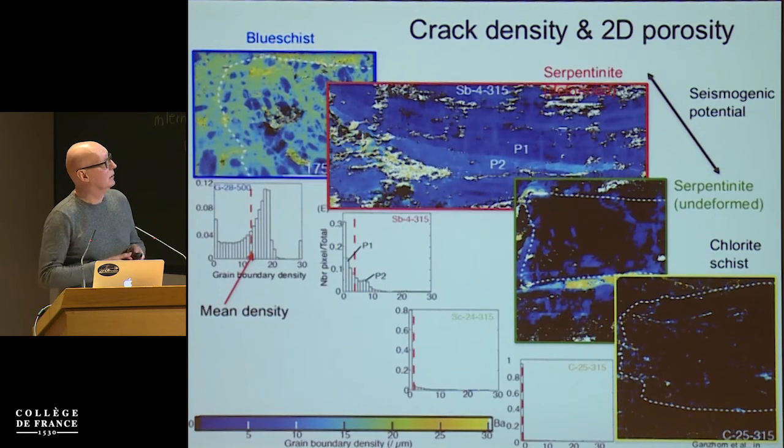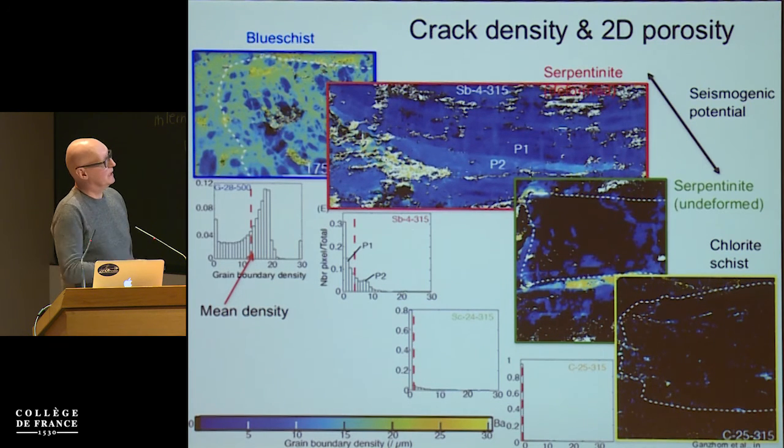So these are the results we get for all the rocks we've analyzed. Blue schist has the highest porosity, followed by serpentinite that suffered a lot of deformation. Then we start having quite impermeable rocks. The most impermeable one is chlorite schist, followed by undeformed serpentinite or well-recrystallized serpentinite.